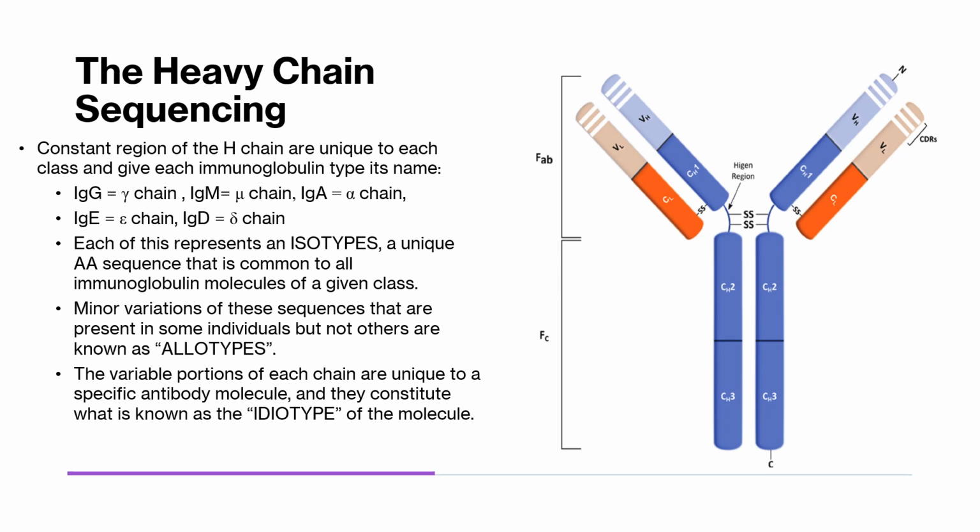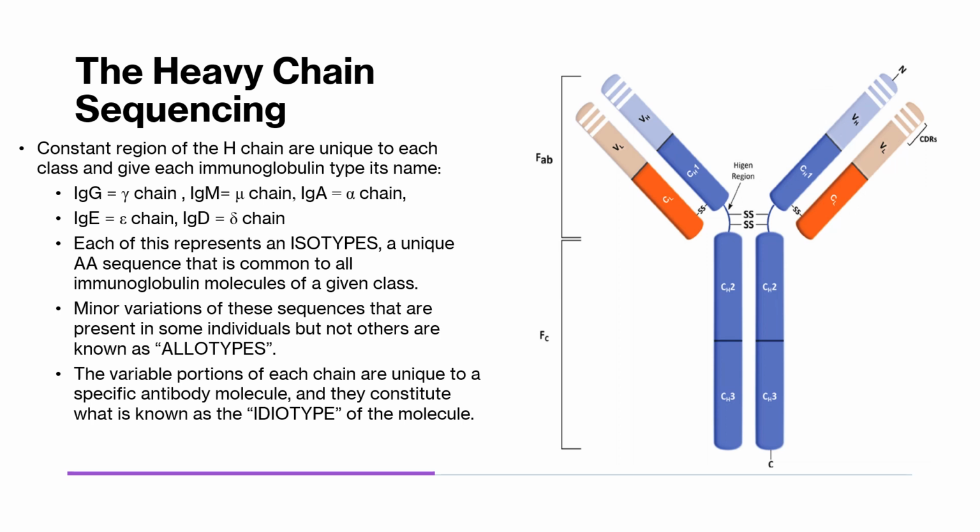The heavy chain sequencing demonstrated the presence of domains similar to those in the light chain. So if this is your light chain, then this is the heavy chain here. It also has the variable region and the constant region here. Allow me to erase first so that we can clearly see the illustration here.